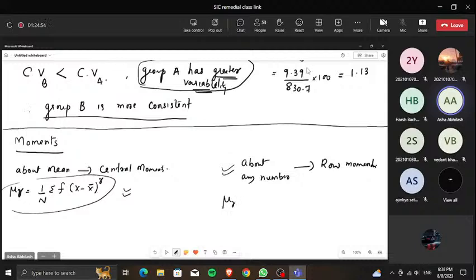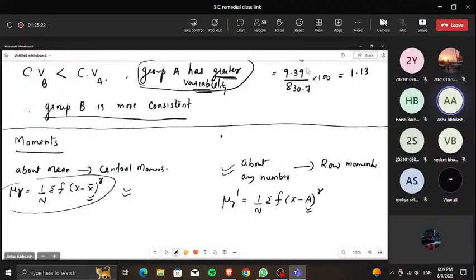Raw moments are generally denoted as mu r dash. Generally we can write it as 1 by n summation f, if frequency is there. Instead of x bar we have a, nothing more. This is the definition for raw moments. Here you have the actual mean, and here you have the corresponding raw value, meaning about any value.